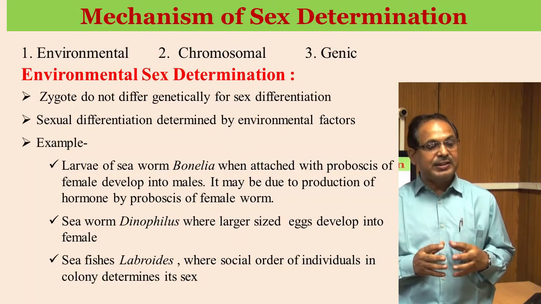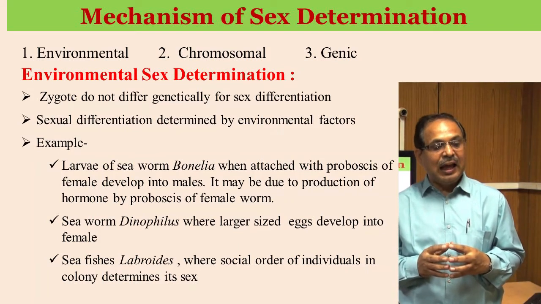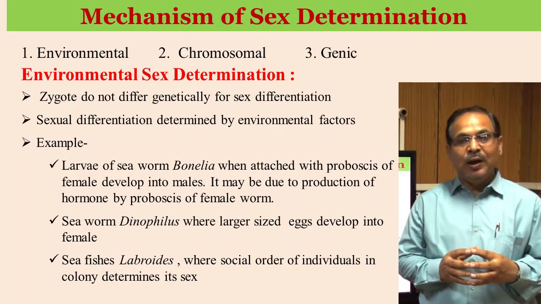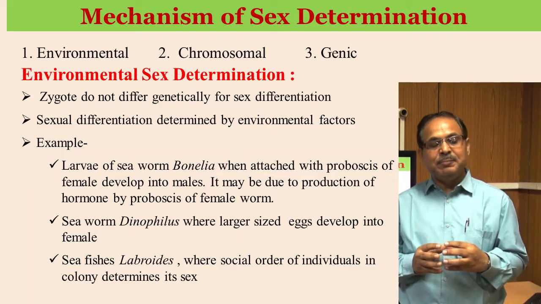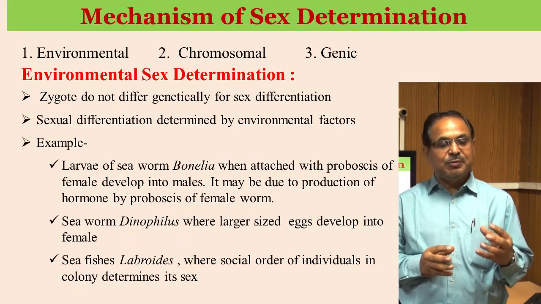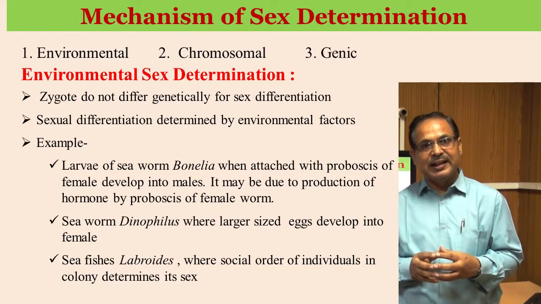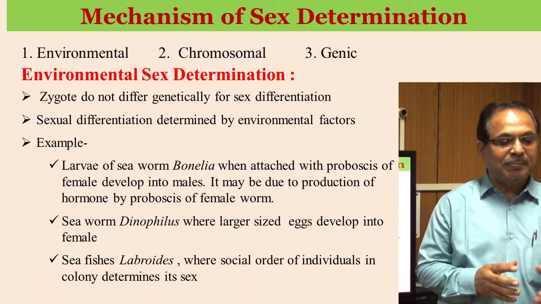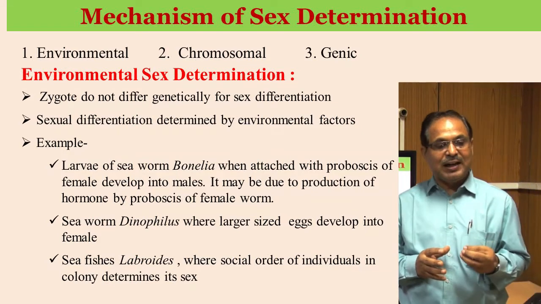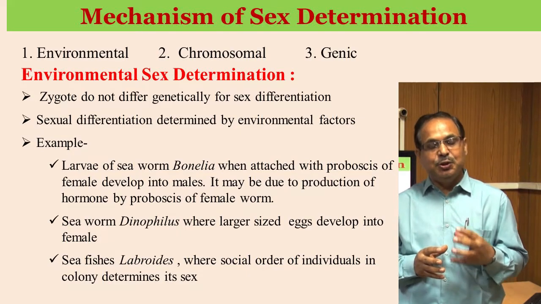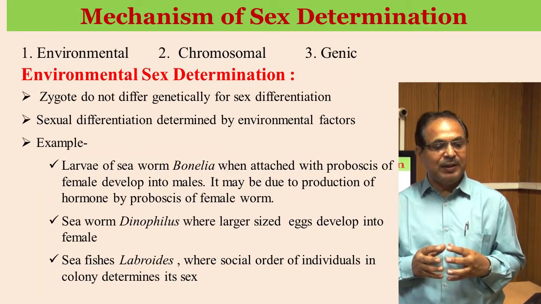If we consider examples of environmental sex determination, the first and foremost example is the larva of the sea worm Bonellia. When attached to the proboscis of a female, it develops into a male, whereas those larvae which are free, not attached to the proboscis of the female, develop into females. This is assumed to be due to the production of hormones in the proboscis by the female worm.